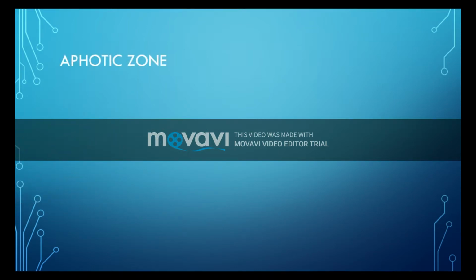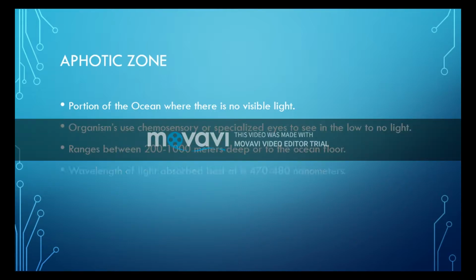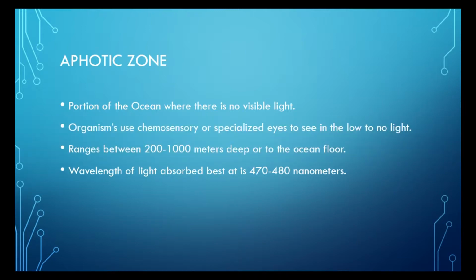Now the aphotic zone. The portion of the ocean where there is no visible light. Organisms use chemosensory or specialized eyes to see in the low to no light. It ranges between 200 to 1,000 meters deep or to the ocean floor. Wavelength of light absorbed best is 470 to 480 nanometers. This is the blues and slight greens.